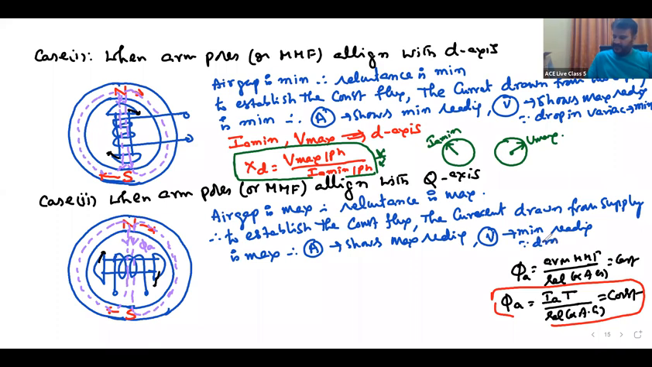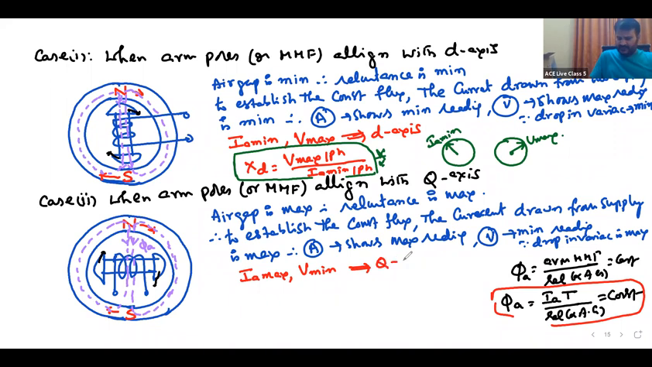Why minimum reading? Because the drop in the variac is maximum. When the drop is more, the voltage is less. So that's the reason. Then IA is maximum, and the voltage is minimum along the quadrature axis.